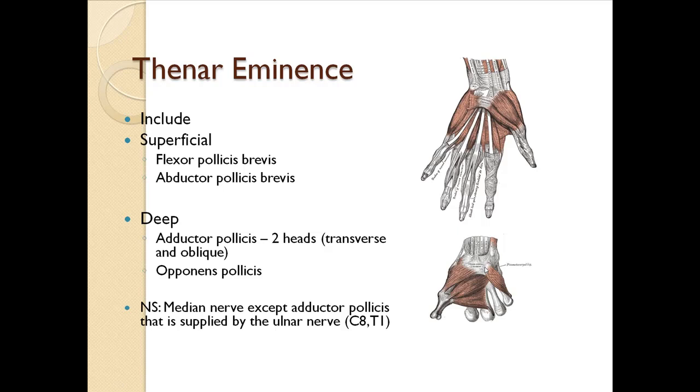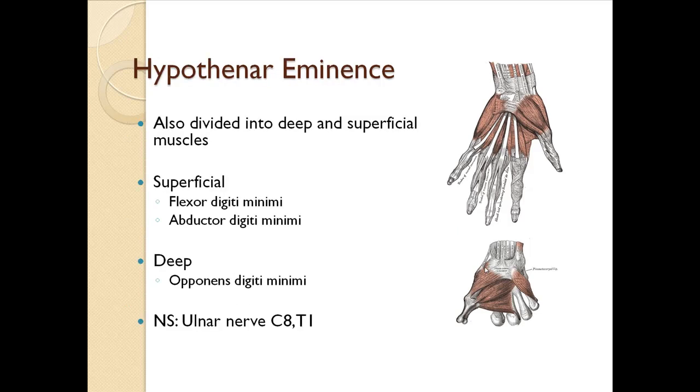The nerve supply of the thenar eminence is via the median nerve, except for the adductor pollicis muscle that's supplied via the ulnar nerve. When we move over to the hypothenar eminence, again this is divided up into deep and superficial layers. The superficial layers include abductor digiti minimi, that comes here from pisiform and flexor retinaculum again, across to the base of the proximal phalanx of the fifth finger.